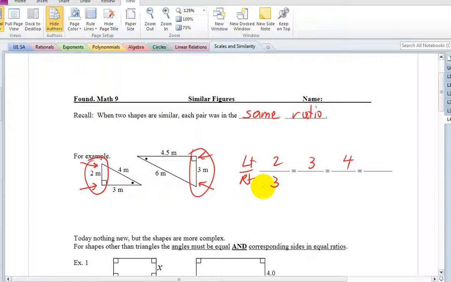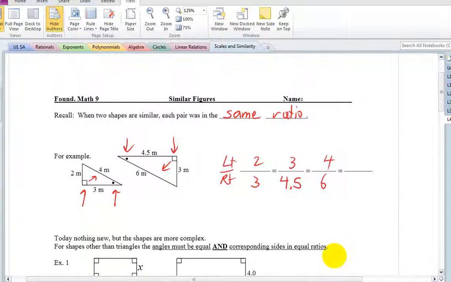For 3 on the small triangle, we're looking at 90 degrees and the dot. 90 degrees and the dot means 4.5 must go underneath. And your hypotenuses would, of course, match up perfectly, 4 and 6. So you've got to line up corresponding sides. Now on your calculator, try that and see what you get.